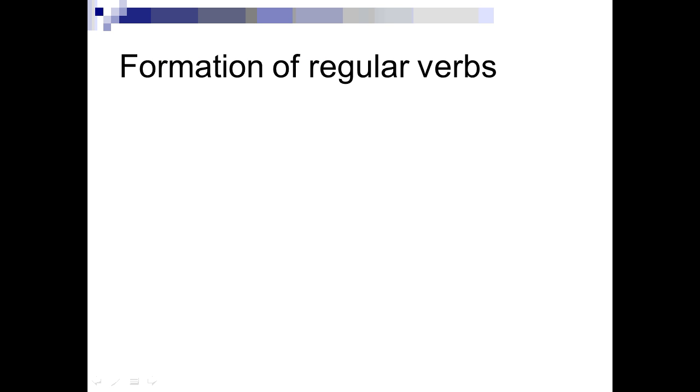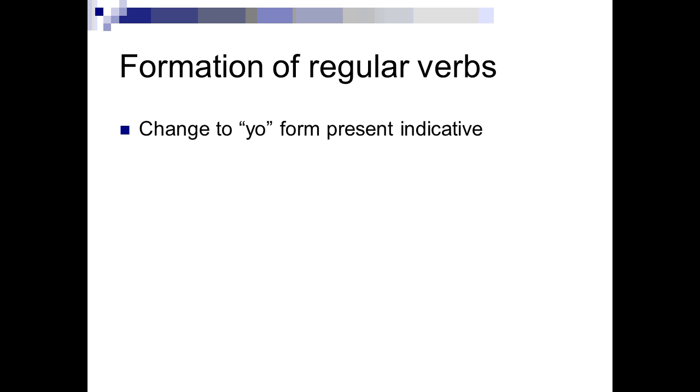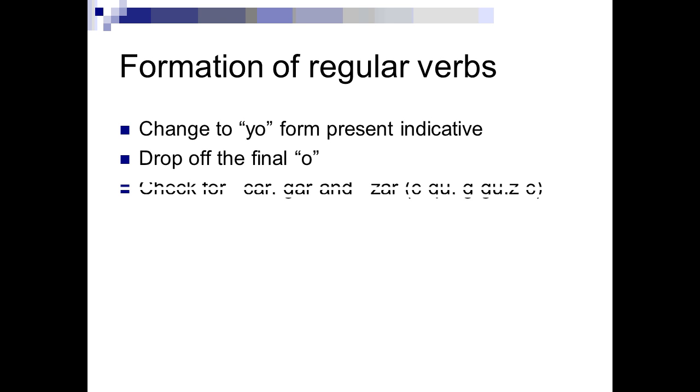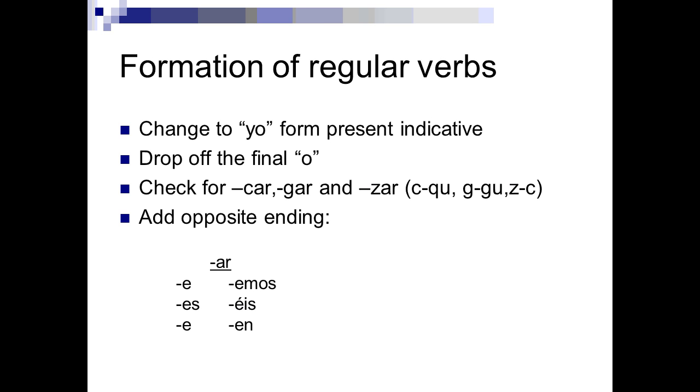So how do you form these? Okay, you change the verb to the yo form in the present indicative. You drop off the final o. You check for car, gar, and zar. If they are car, gar, and zar, you change a C to a QU, a G to a GU, and a Z to a C. And then you add the opposite endings. So if they end in AR, you add e, es, e, emos, éis, en. If it ends in ER, IR, a, as, a, amos, áis, an.